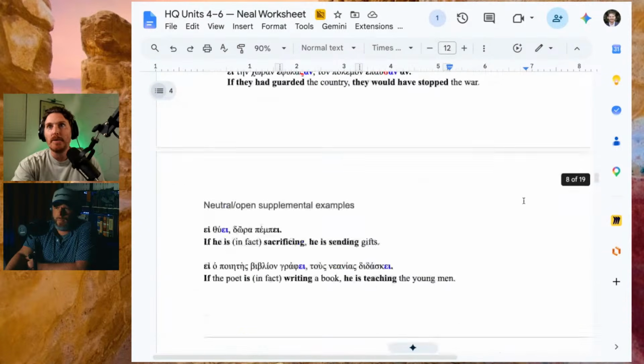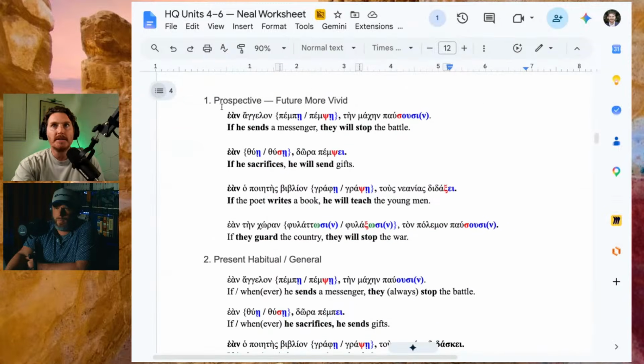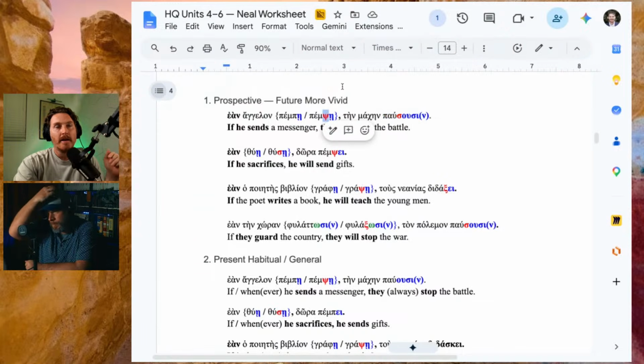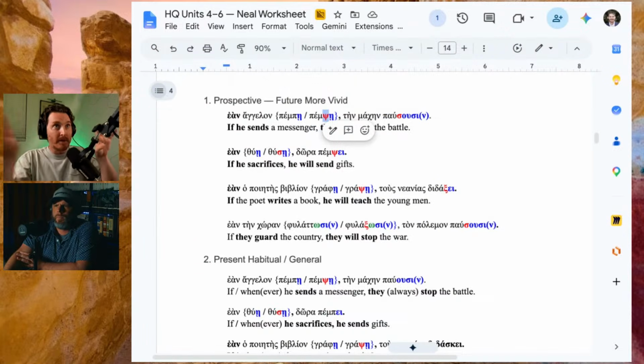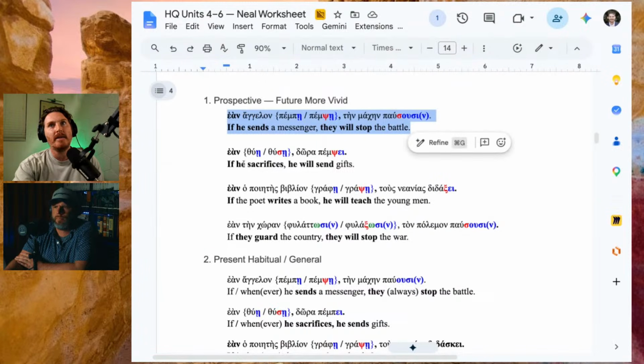And the first example I want to show you, and this is straight from the book, is ean angelon pempe or pempse, depending on whether it's just habitual or one time. Tain maken or machen paususin, right? So here you can see in red, the ps is just a p with a sigma attached to it, right? That's why I'm marking it in red, because there is a sigma there. And then there's the sigma here, right? So if he sends a messenger, they will stop the battle. That's the example that they give in the book.